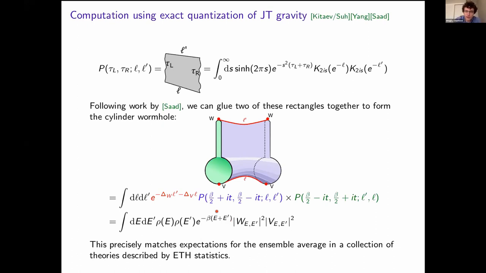One advantage of going through this quantum calculation is that you find that the answer precisely matches an ensemble average computation in a collection of theories described by ETH statistics. So you can get a very precise answer, and that answer very precisely matches a reasonable definition of an ensemble average.